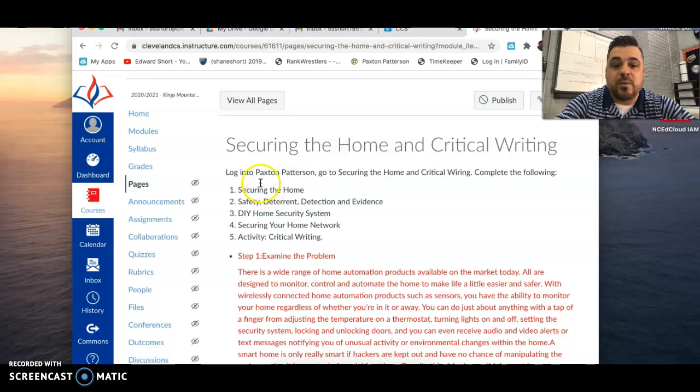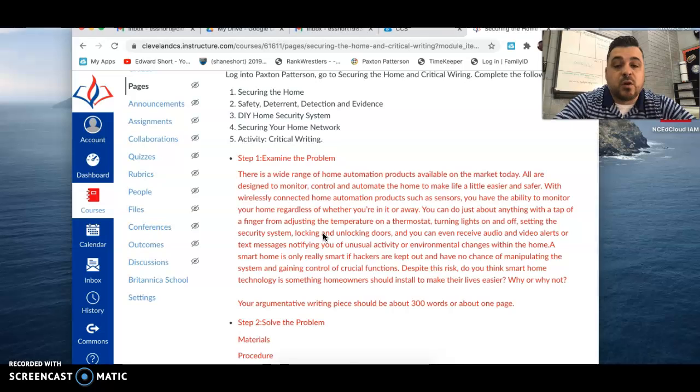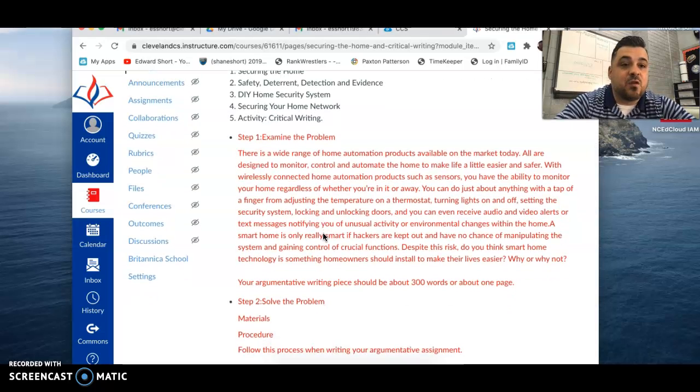Again, you're going to be in Paxton Patterson. You're going to go to the securing the home and critical writing component, and you're going to do securing the home, safety, deterrent, detection, and evidence, do-it-yourself or DIY home security system, securing your home network, and the activity critical writing. Now, the critical writing is probably the biggest assignment for the week.